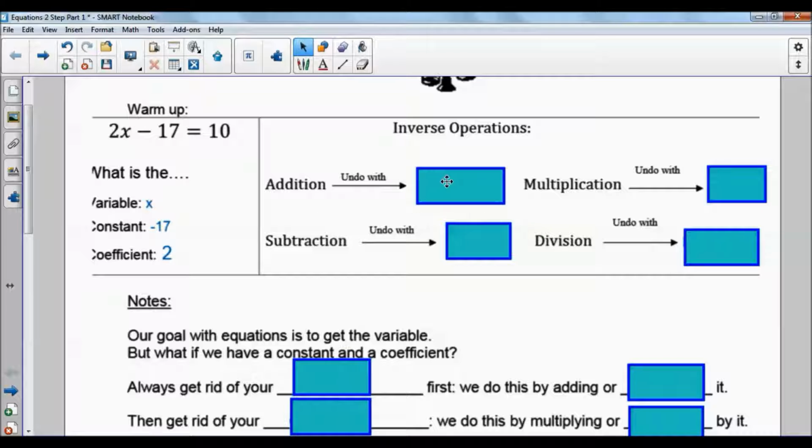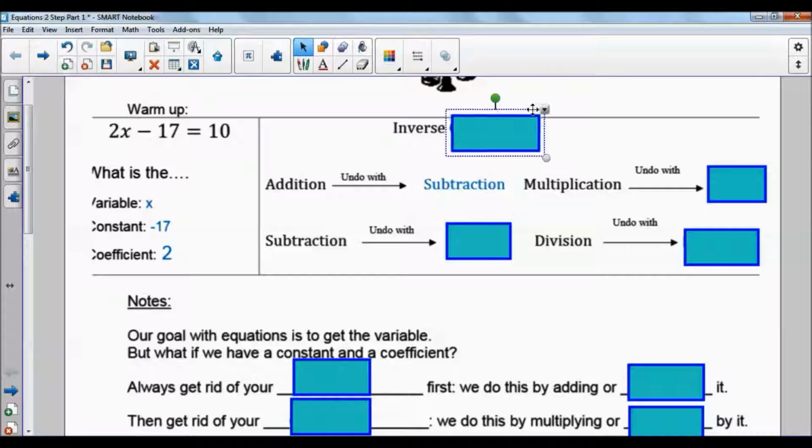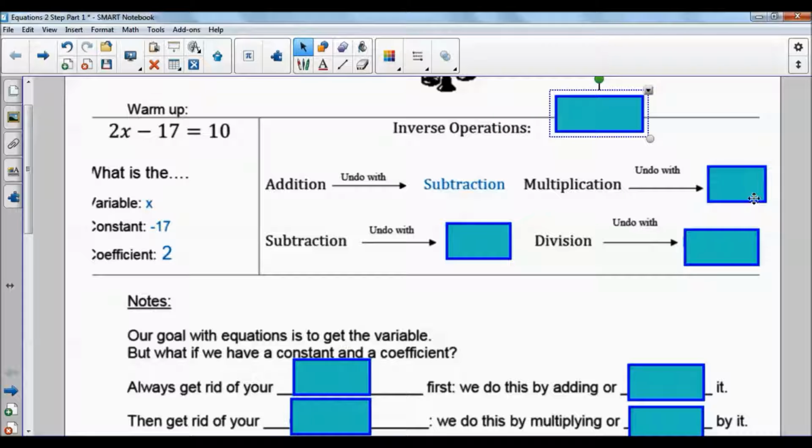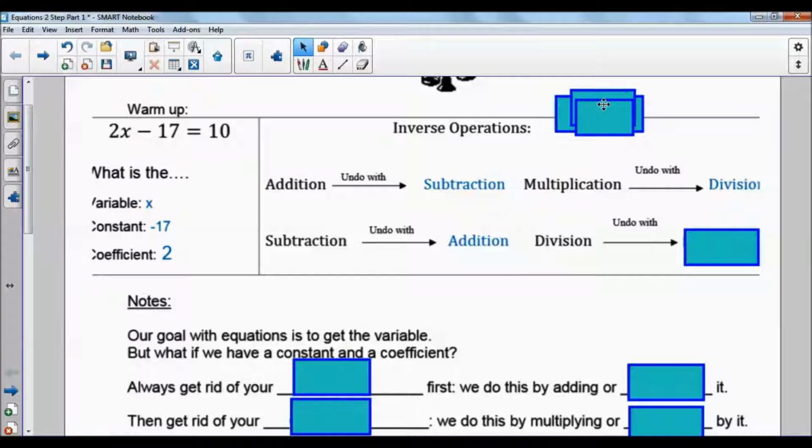Okay, inverse operations. Addition, you're going to undo it with subtraction. Multiplication, you're going to undo it with division. Subtraction, you undo with addition. And division, you undo with multiplication. Remember, these are all opposite operations, and you should have remembered this from our one-step unit. When we did one-step equations, we had to use inverse operations to solve them, and we're still going to be using inverses for two-step.